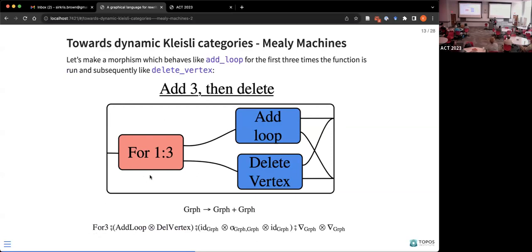This box here looks like an ordinary rewrite rule from the outside. You feed something in, and there are two possible outputs. But the first 3 times you run this rewrite rule, it looks like the add loop rule. Any subsequent times you run this function, it's going to look like the delete vertex rule. You can see that from how it's wired together. So I'm hoping that this notion of combining control flow and rewrite rules is making sense.